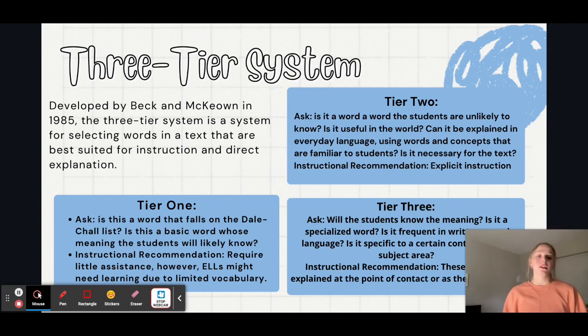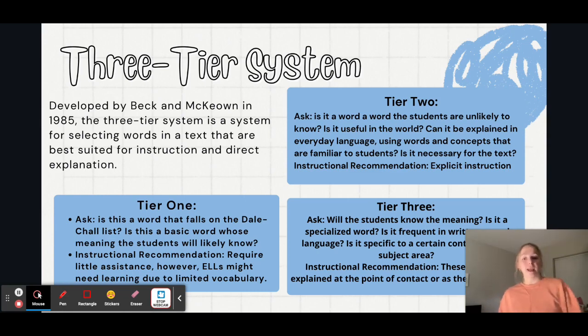Tier 3 words are your low frequency words. So these words are actually going to be the ones that we don't see very often. They're going to be more specific to the content areas, like history or science or any of those. So we really only teach those as the need arises or when they are displayed in the text or in the content area in which they are being taught. An example of this would be a word like microscope. They wouldn't really need to know what that is until it was necessary.